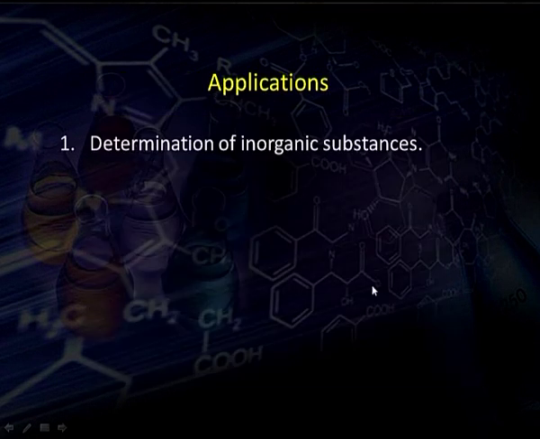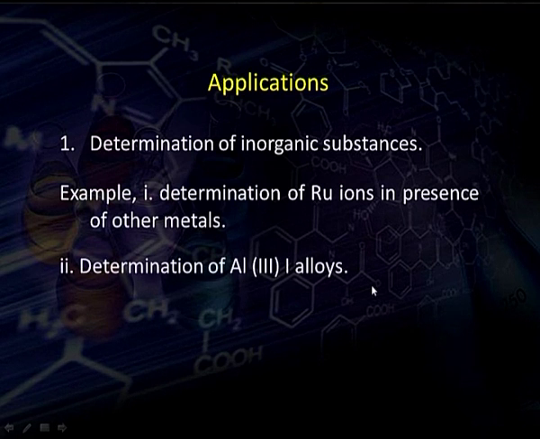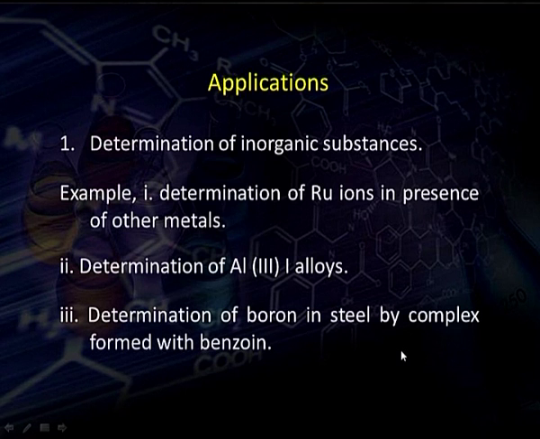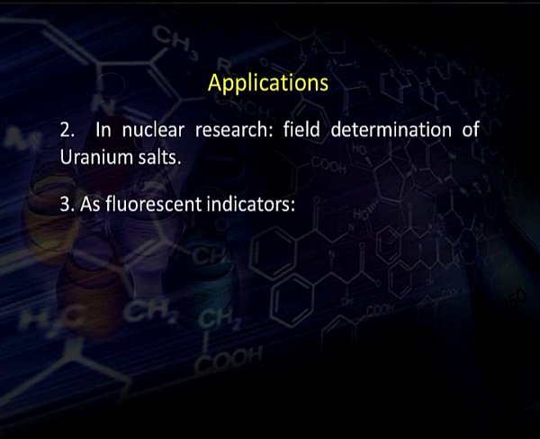Coming on to the applications of fluorescence spectroscopy. The first application is the determination of inorganic substances. Example, determination of ruthenium ions in presence of other metals. The second example is determination of aluminium in alloy. Determination of boron in steel by complex formed with benzoin is the other example. It is also used in nuclear research in the determination of uranium salts.